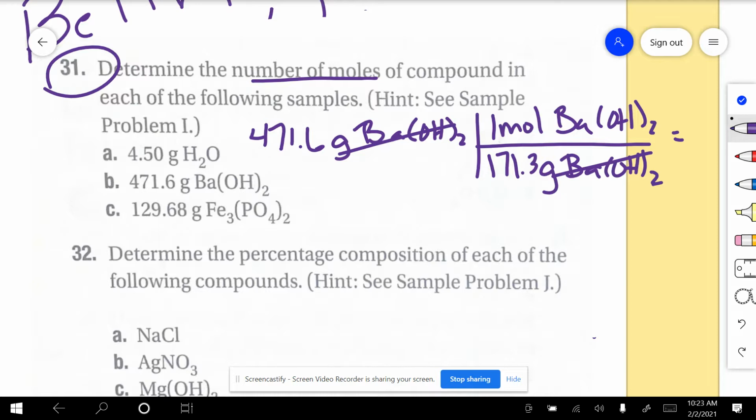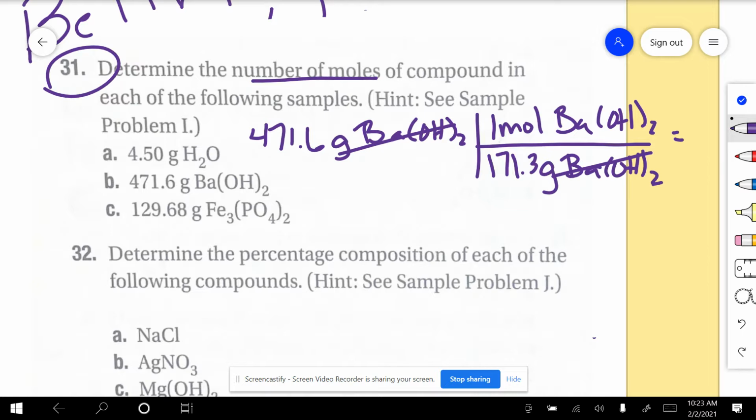Okay, it means I have 4 there, times that 2, that would be 4 times 2, which is how many? 8. All right, so in C, tell me how many irons are there in that formula? 3. How many phosphoruses are there? 2. How many oxygens are there? 8. So that's what you have to figure into your molecular mass: 3 times the iron, 2 times the phosphorus, 8 times the oxygen.